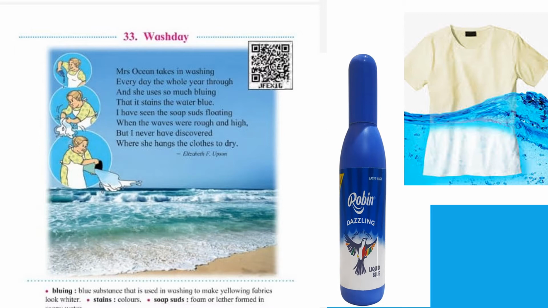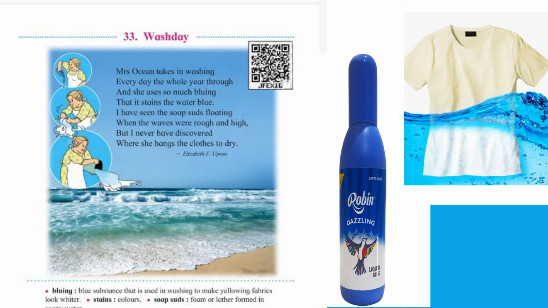Now, poetess Elizabeth V. F. Upson is imagining she has seen the ocean, and as you know, what color is the ocean? Right, it is blue. The water looks blue. We have discussed this in that lesson water when we did that lesson water in EVS. Why does the ocean look blue?